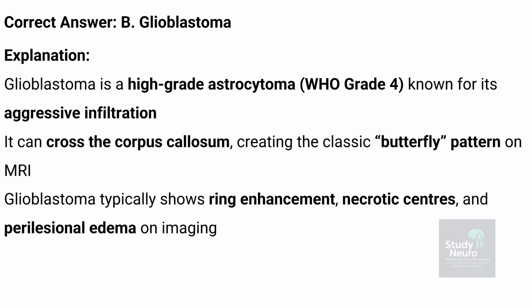This high-grade astrocytoma is notorious for its rapid growth and infiltrative nature. It often crosses the corpus callosum, producing the classic butterfly appearance on MRI. You'll also see features like ring enhancement, central necrosis, and significant surrounding edema. Always think of a butterfly-shaped lesion across the midline, and you're likely looking at glioblastoma multiforme.